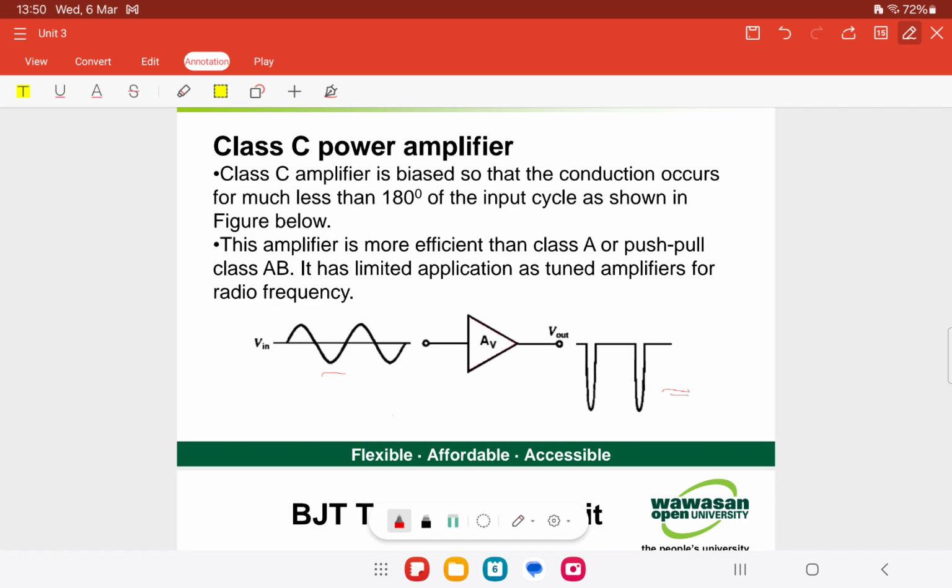Normally we apply the class C power amplifier in RF transmitters, RF amplification, this one is for communication, broadcast, and RF signal generators.